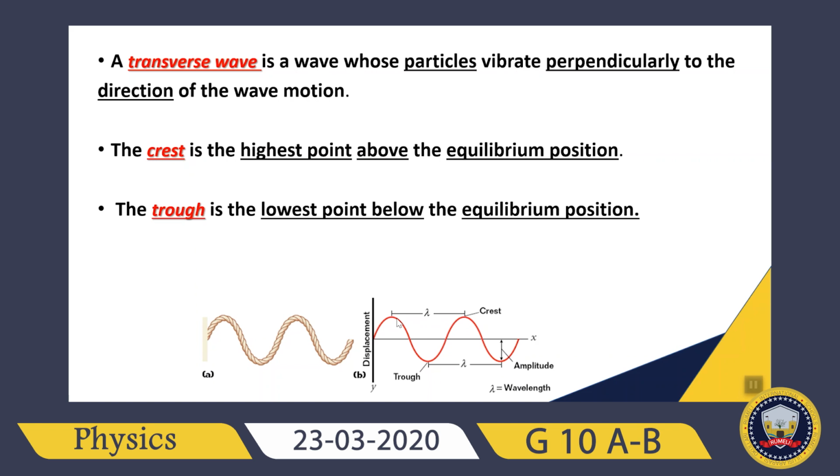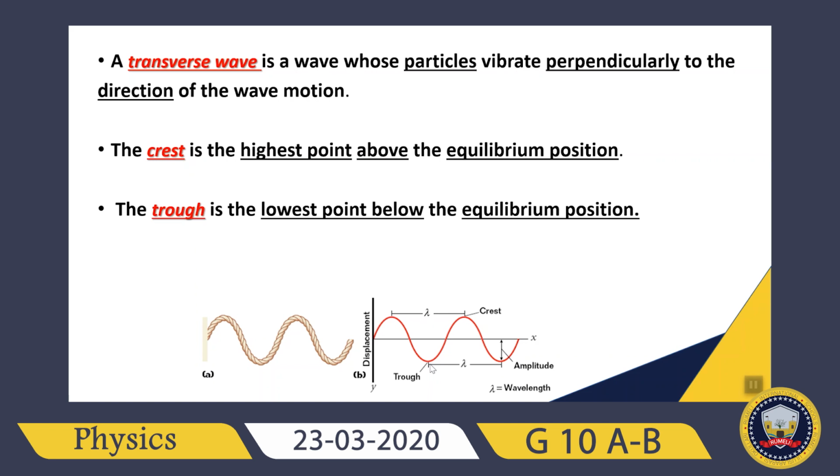The distance between two successive crests, two following crests, is called wavelength. And the wavelength, by the way, is symbolized by this Greek letter, which is called lambda. Can you see it? Yes, this one is called lambda. Here is a Greek letter which is symbolized by the wavelength.